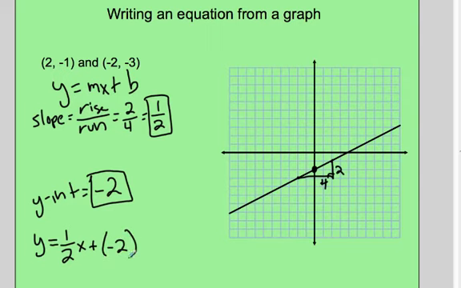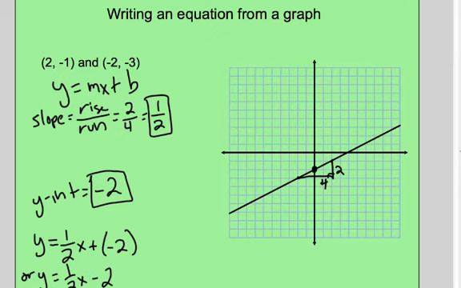Okay, now some of you say, wait a second, plus a negative? Do I have to write it that way? No, you don't have to. You can also write it 1/2 x minus 2. It's the same thing. Plus a -2 is the same thing as -2. It works out. So you can use either one of those two.